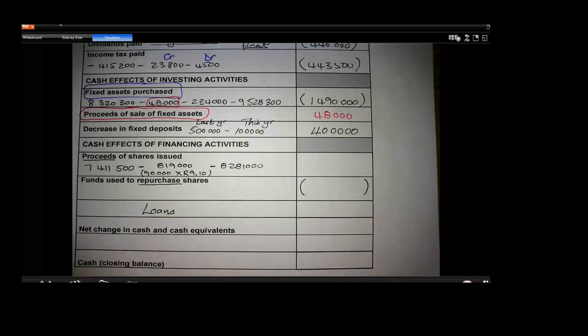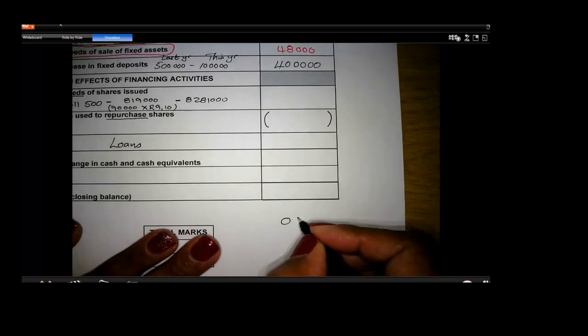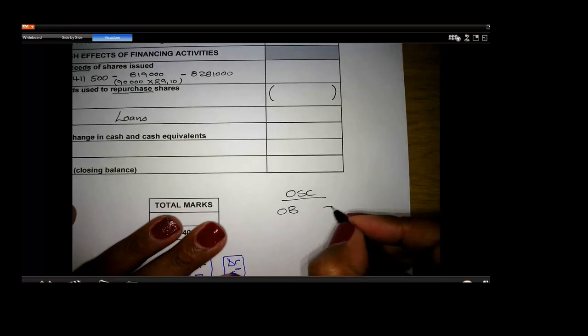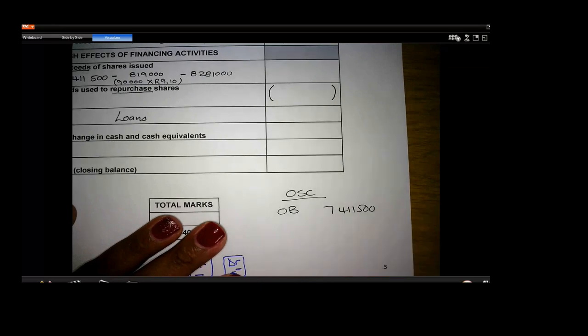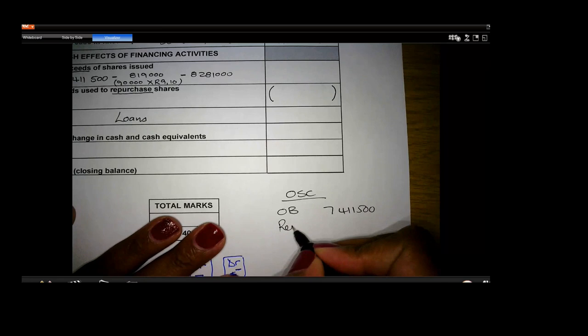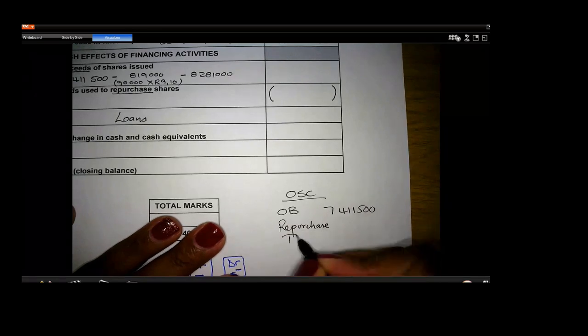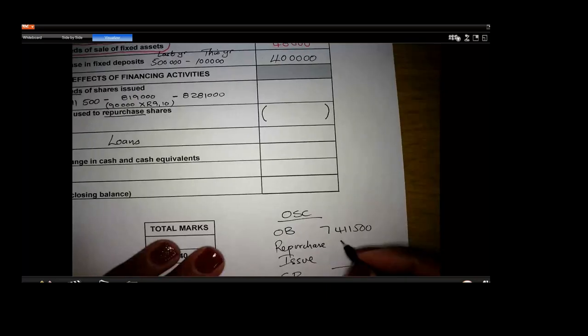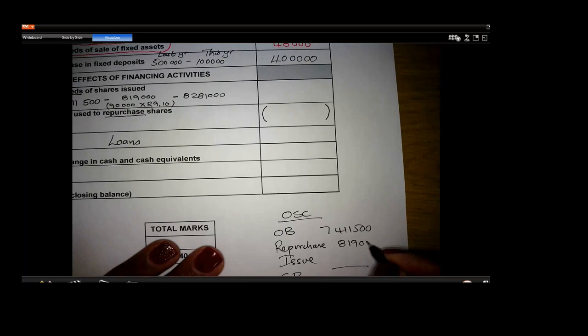Let me show you the ordinary share capital note. This is what it would look like. Opening balance would be 7,411,500. So can you see how you must know your ordinary share capital note? You must know your retained income note. And then I have shares issued or repurchased. It doesn't matter. Let me put the repurchase in first, and then I have the issue, and then I have the closing balance. My repurchase is 90,000 shares at 9 rand 10, which gives me 819,000 rand. I don't know the issue amount, but I do know that I have a closing balance of 8,281,000.